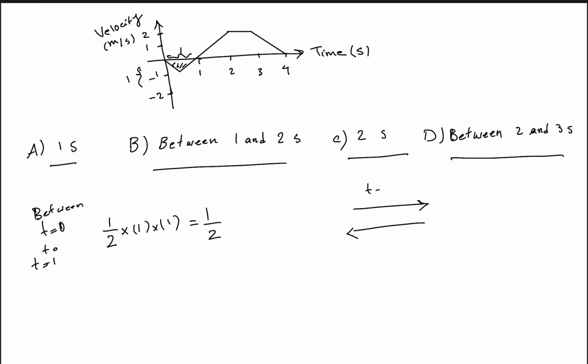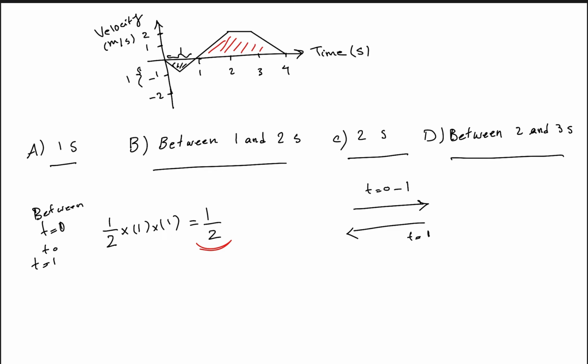So this is between 0 and 1, and then this is at 1 second, starting to move in the opposite direction. But how much does the object need to go back to return to its initial position? Once the displacement after t equals 1 second becomes equal to the displacement from 0 to 1, it means that the object has returned to its initial position. So what are we looking for? We are looking for where the area under the graph becomes 1 over 2, equal to this. So here, where under the graph, the area becomes 1 over 2.